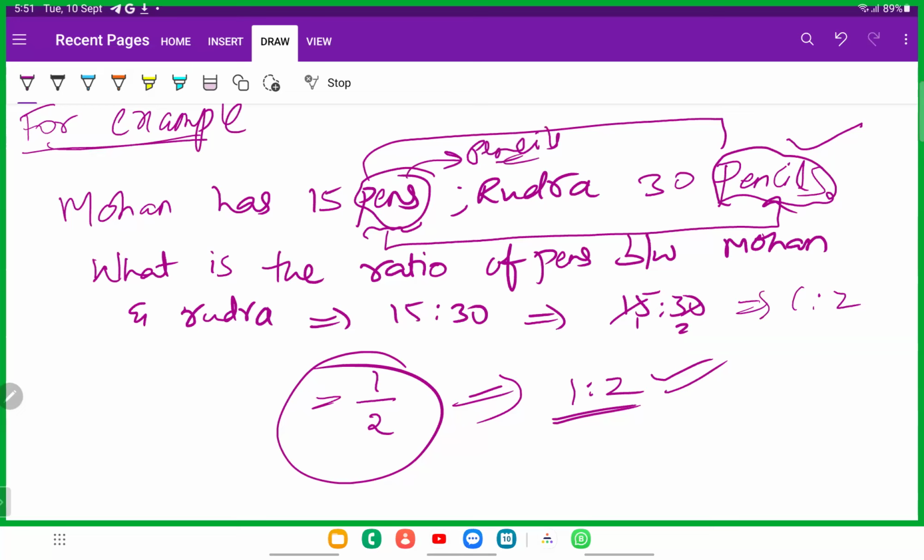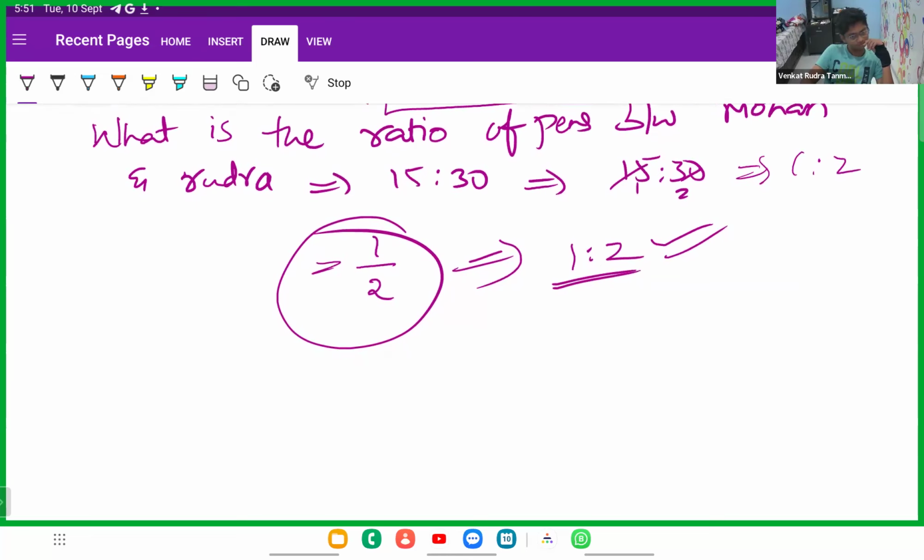So quantity or unit which we are comparing must be same. Any confusion in this? No, sir. Okay.